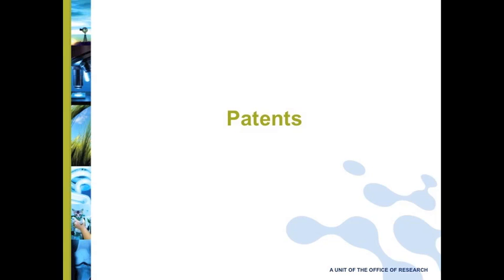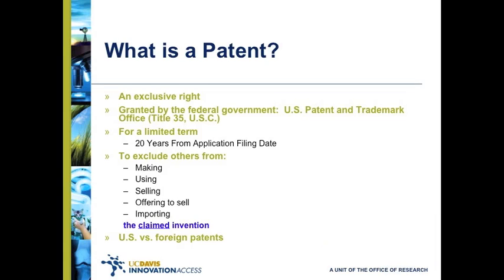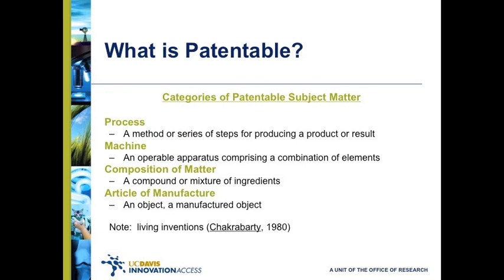Patents. What is a patent? A patent is an exclusive right to the owner of the patent that is granted by the federal government under Title 35. A patent has a limited term of 20 years from the date the application is filed. It allows the owner of the patent to exclude all others from making, using, selling, offering to sell, or importing the claimed invention. What type of intellectual property is patentable?